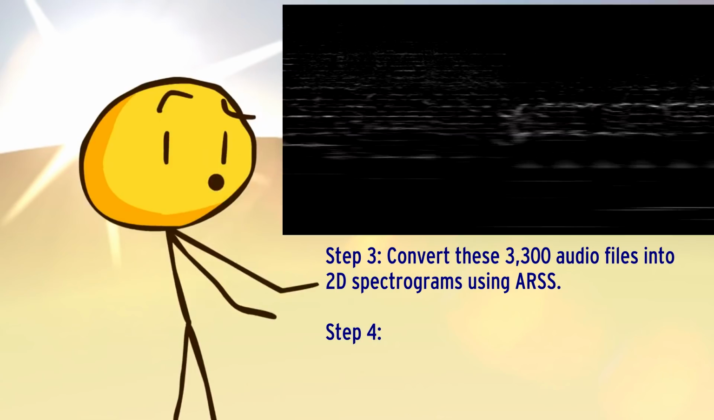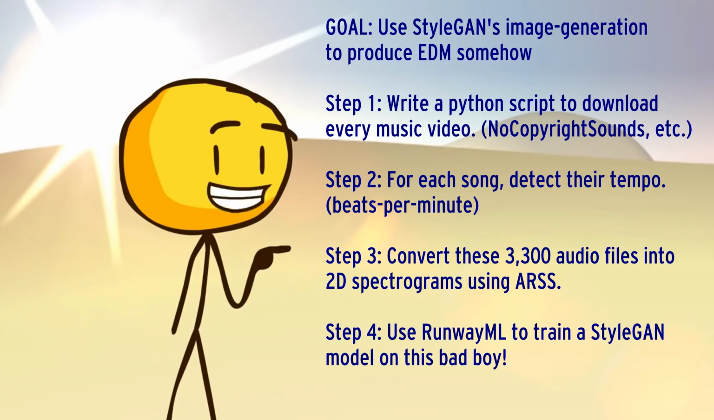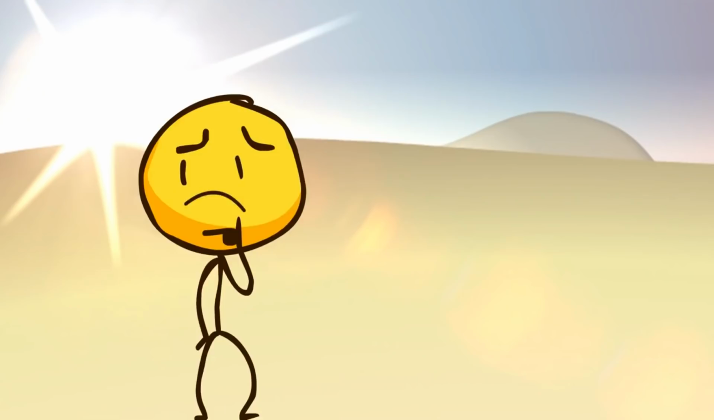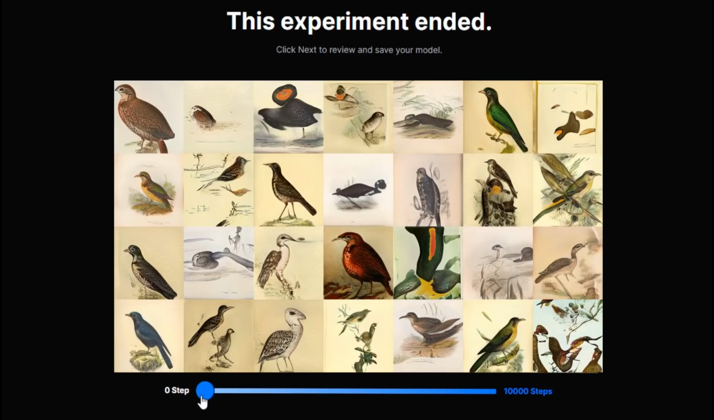Anyway, step 4. We've got 3,329 spectrogram images, so let's just use Runway ML to train a StyleGAN model on this bad boy, or image dataset. I shouldn't be calling this thing a bad boy because, well, it's a good boy, but that doesn't really matter.